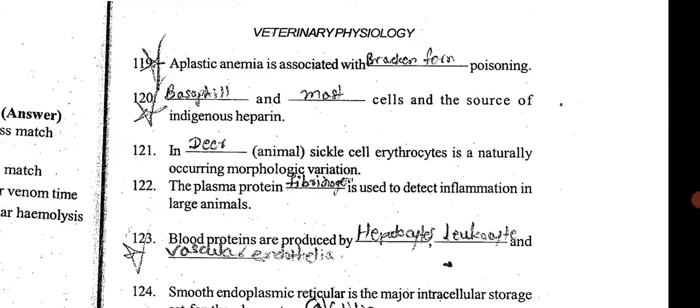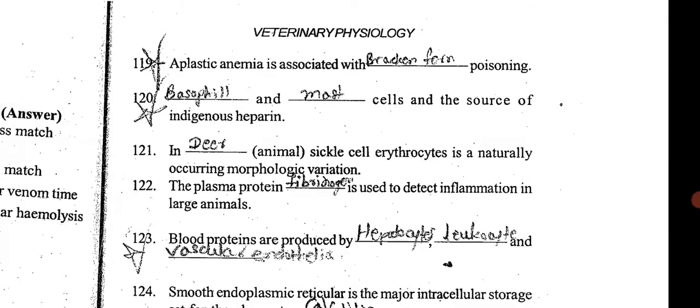Aplastic anemia is associated with Bracken-Fern poisoning. Bracken-Fern poisoning leads to aplastic anemia that may lead to death. There are also hemorrhages in Bracken-Fern poisoning. On postmortem examination, if we see hemorrhages, we can suspect Bracken-Fern poisoning and differentially diagnose it. Another diagnostic pointer is the aplastic anemia.